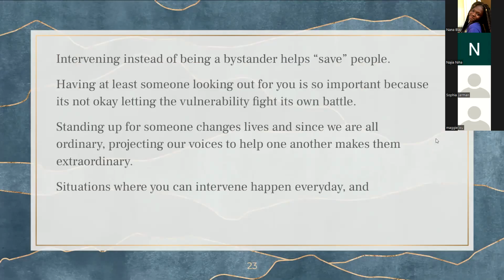Intervening instead of being a bystander helps save people. Having at least someone looking out for you is important because it's not okay letting the vulnerable fight their own battle. Standing up for someone changes lives, and since we are all ordinary, projecting our voices to help one another makes us extraordinary. There are situations where you can intervene every day, because you don't just stand there and not help. But if you're afraid, that's okay, there are other ways you can intervene and help others.